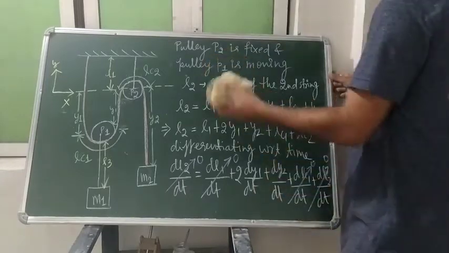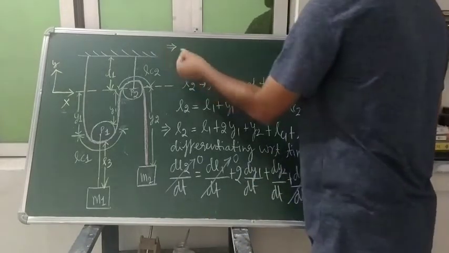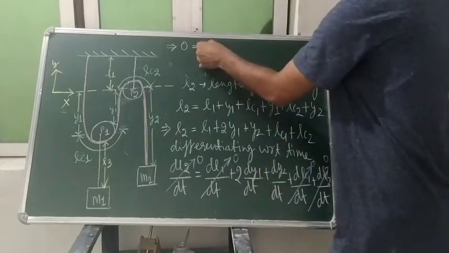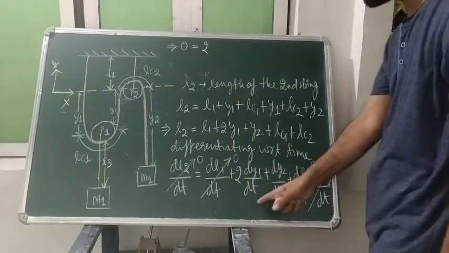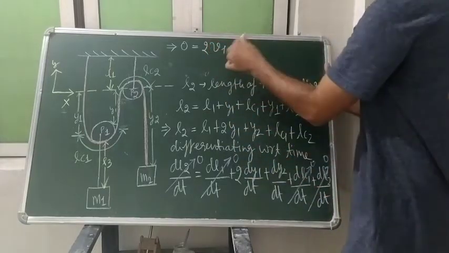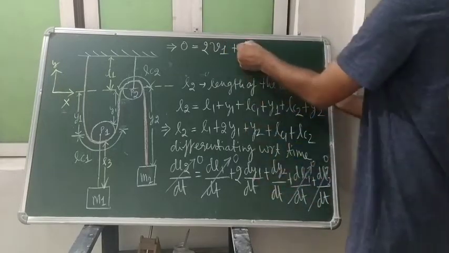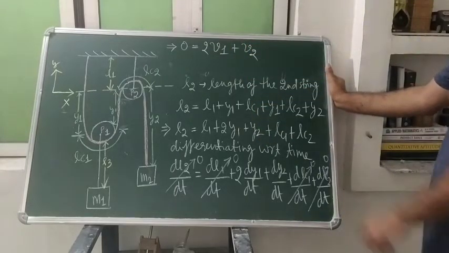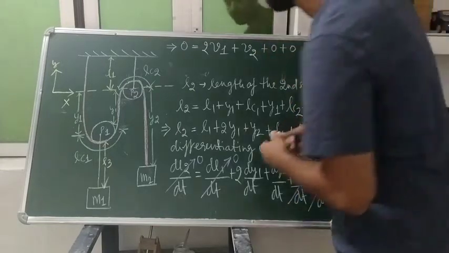So we are getting here, I am going upside now. From here we will get 0 equal to twice of dy1 upon del t. What is dy1 upon del t? Change in length divided by change in time. That will give us velocity. So twice of v1 plus this dy2 upon del t, what will it be? v2 only. And the other things have become equal to 0, so you can write them or ignore them as well.